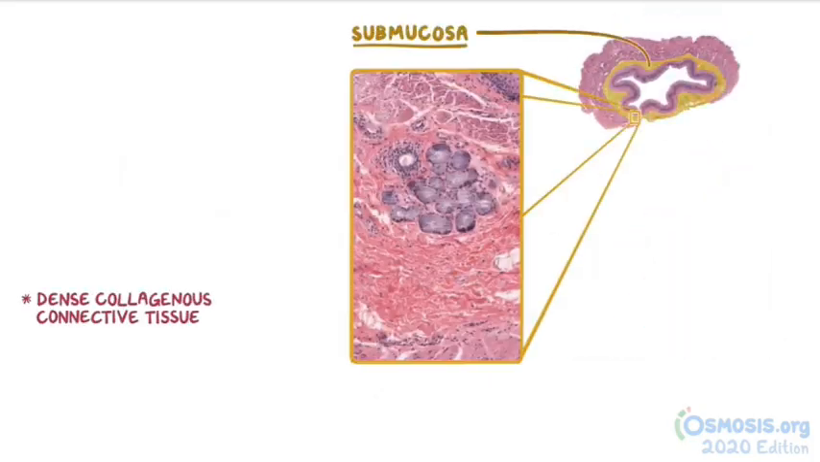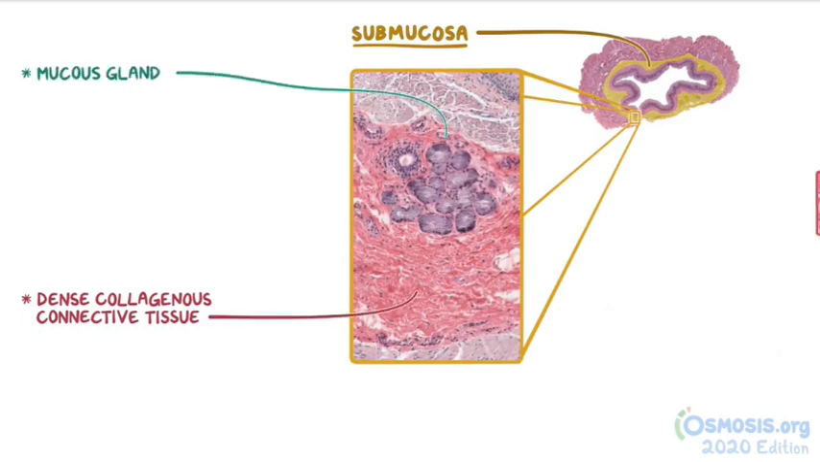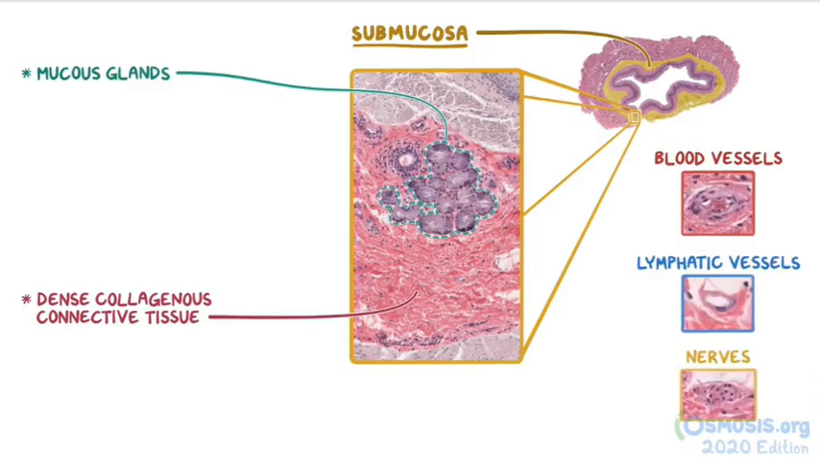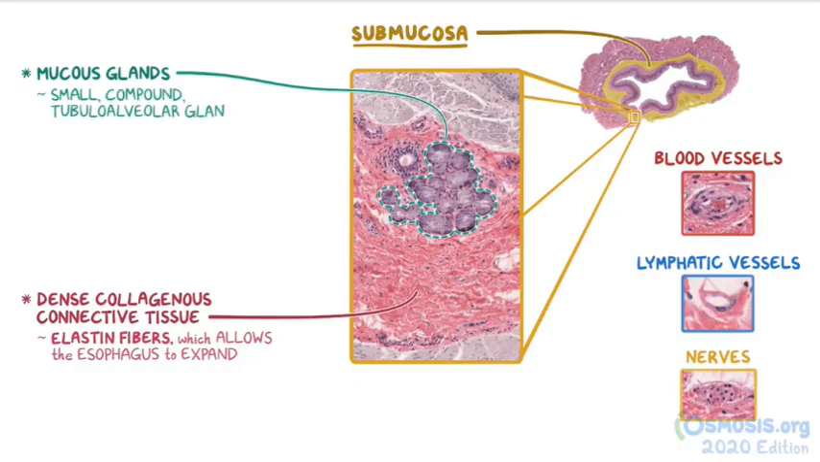The next main layer is the submucosa, which consists mostly of dense collagenous connective tissue that stains pink. But the submucosa also contains mucus glands, blood vessels, lymphatic vessels, and nerves. Within the connective tissue, there's also elastin fibers, which allows the esophagus to expand when food passes through it. The mucus glands are visible here, and they are small, compound, tubuloalveolar glands that secrete mucus that stains purple.